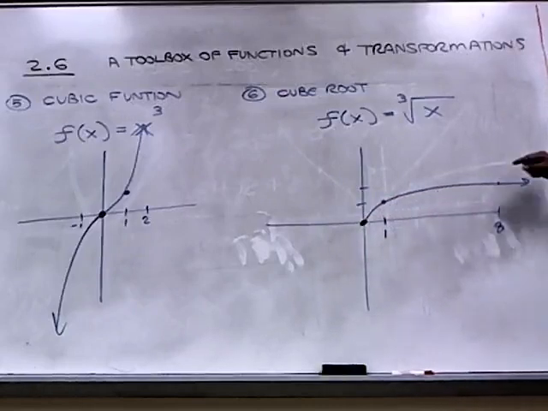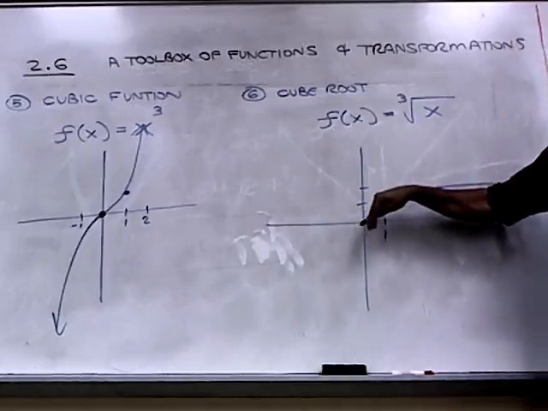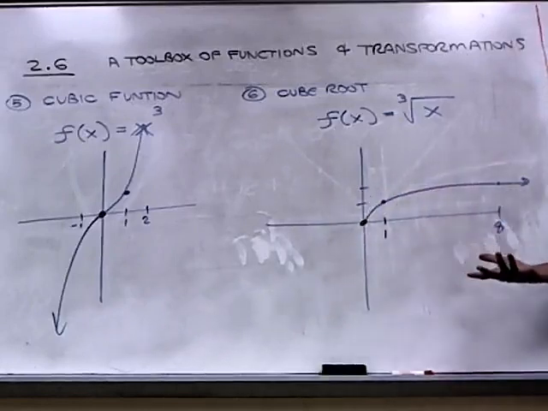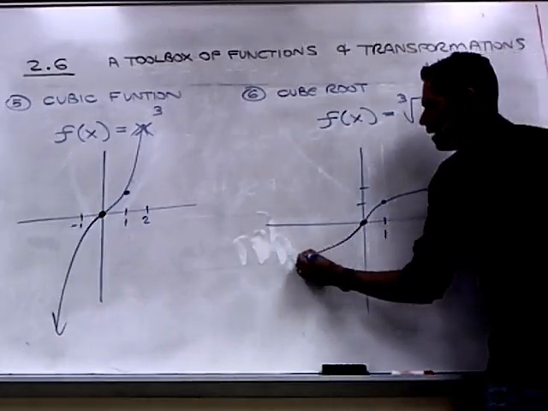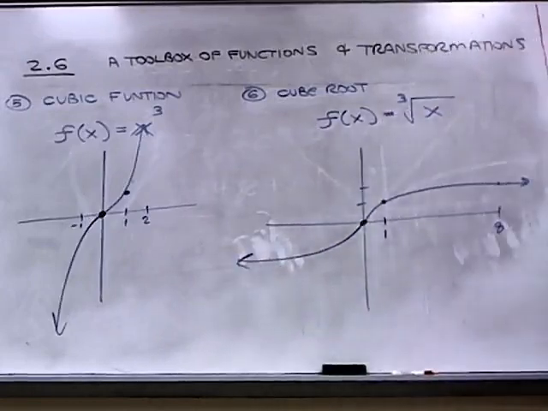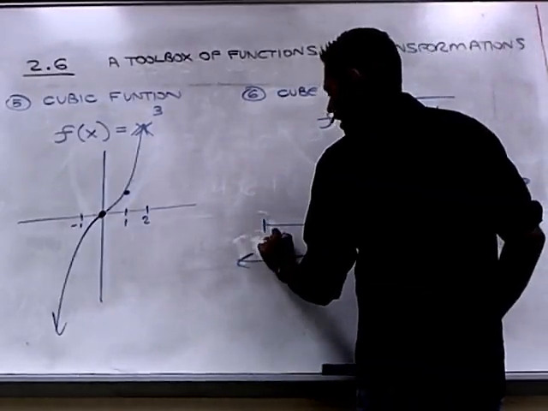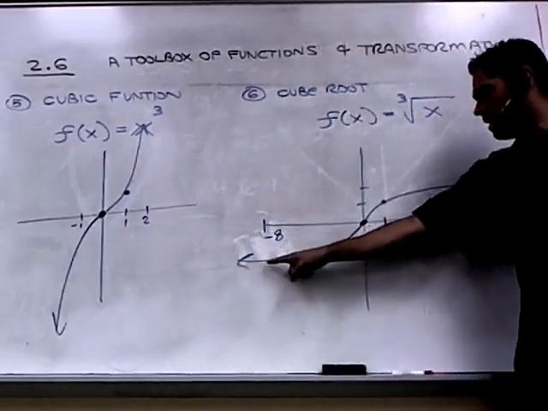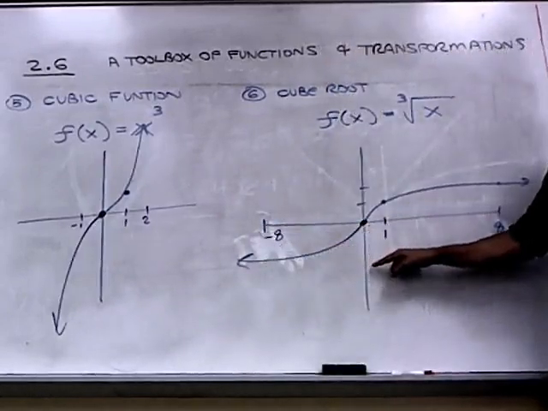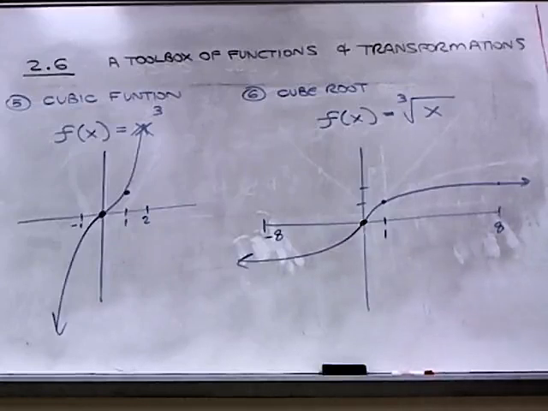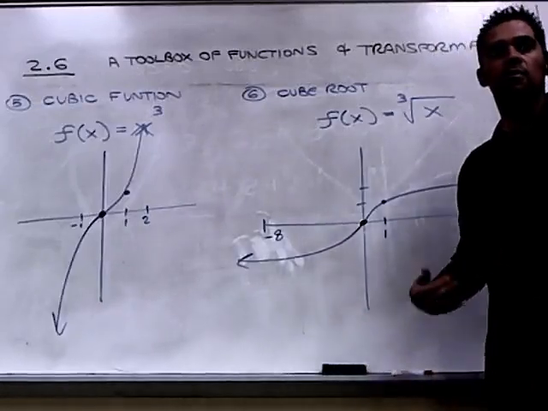But what about negatives? Remember, square root ended here, didn't it? But now I can actually take cube roots of negative numbers. So it's going to go this way very fast like that. As an example, the cube root of negative 8 is negative 2. Those are the 6 functions that everyone here has to be familiar with as far as what they look like.